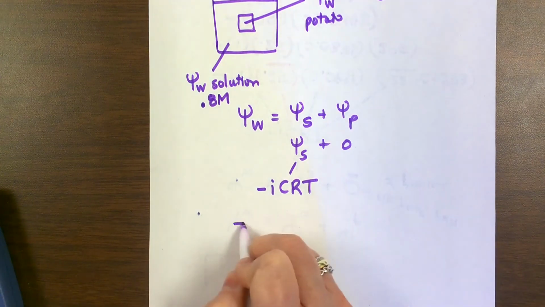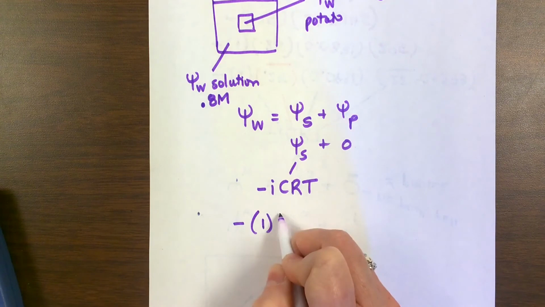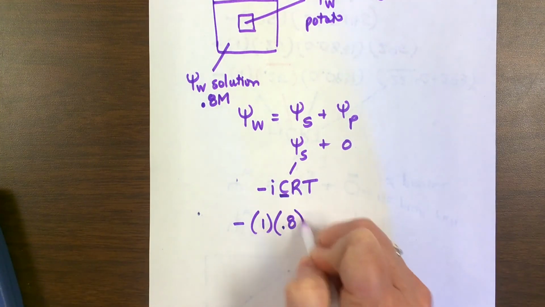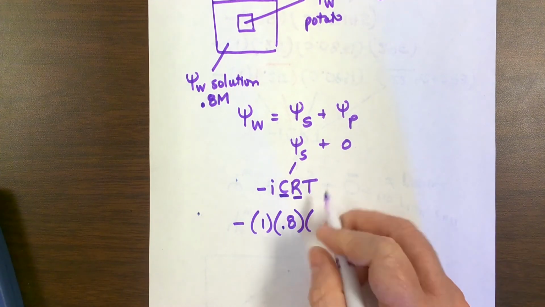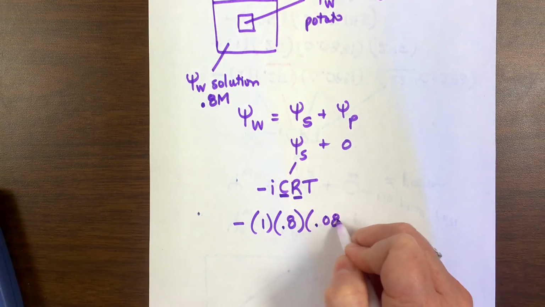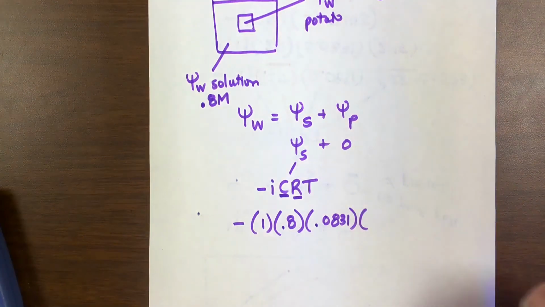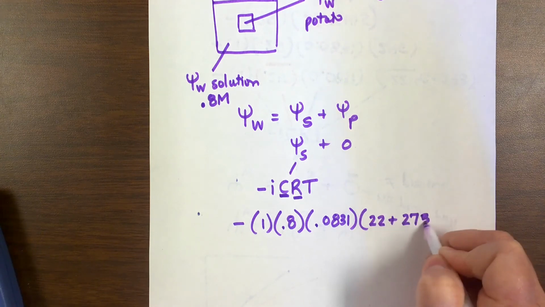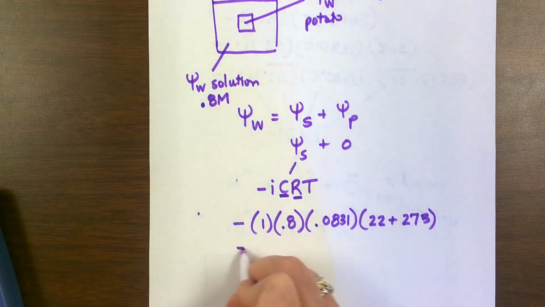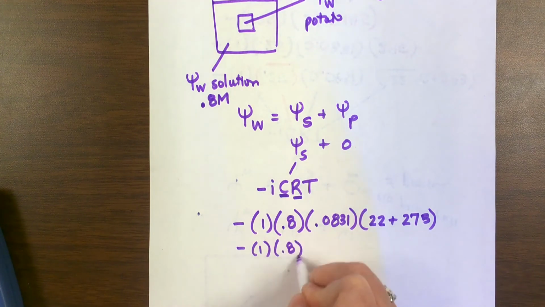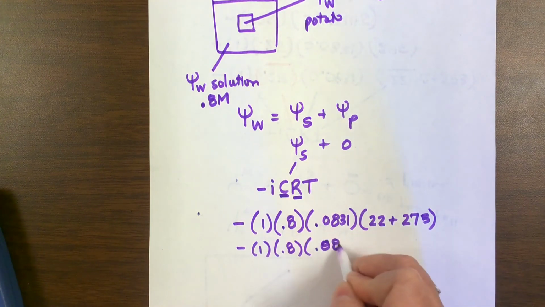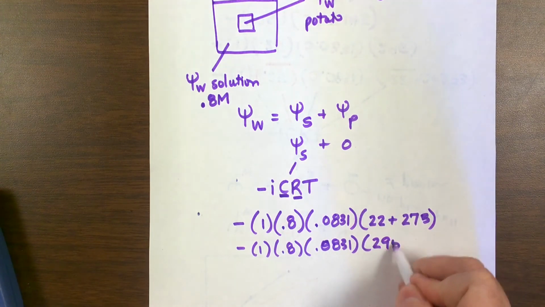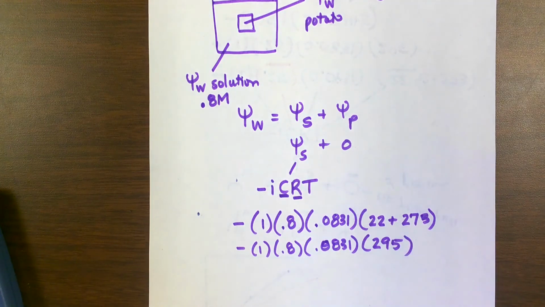So that means I plug in negative 1 since it's sucrose. C is the molarity, so I do 0.8. R is a constant, and it doesn't change, and it's 0.0831. And then the temperature was the same, so it's 22 degrees Celsius plus 273 Kelvin. So simplifying, I got negative 1 times 0.8 times 0.0831, and then that's going to become 295. And then I just multiply. So I can just go straight across.